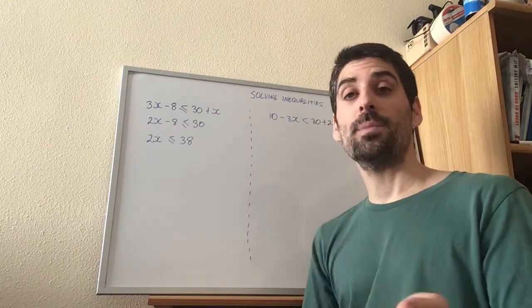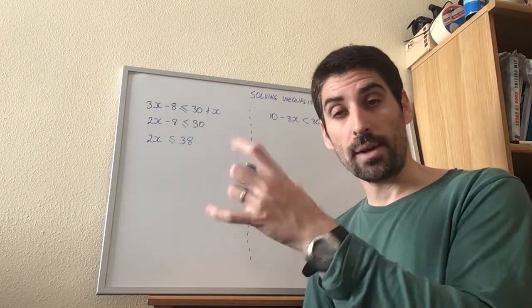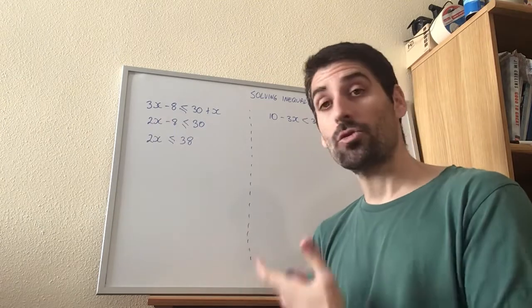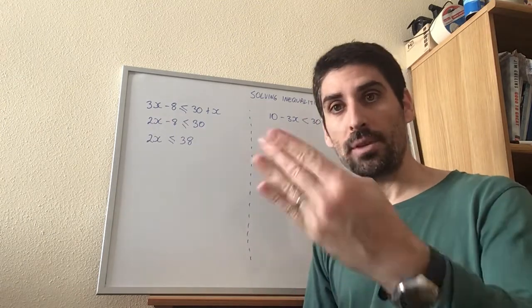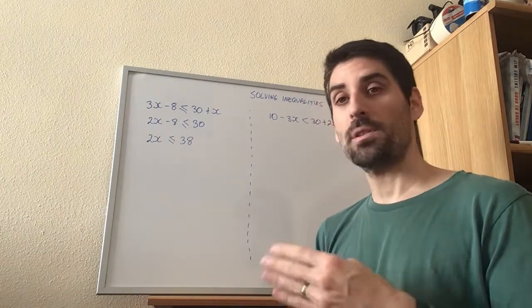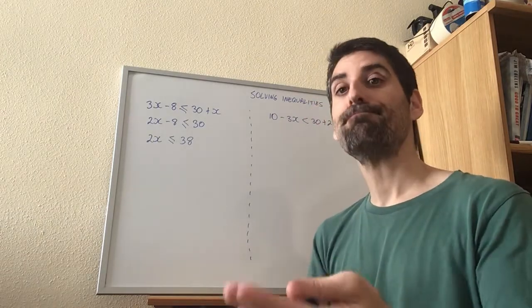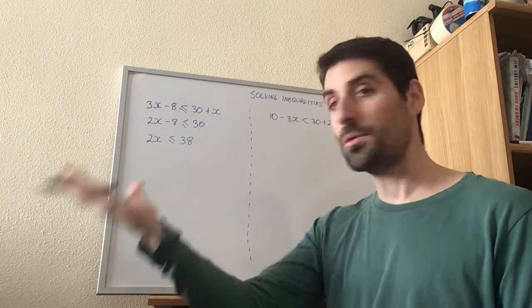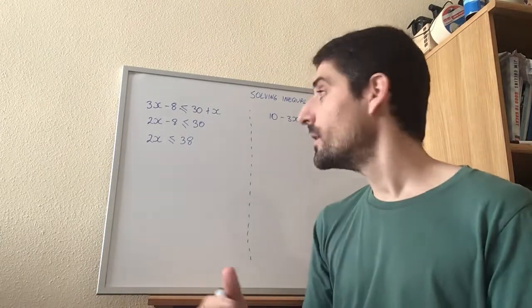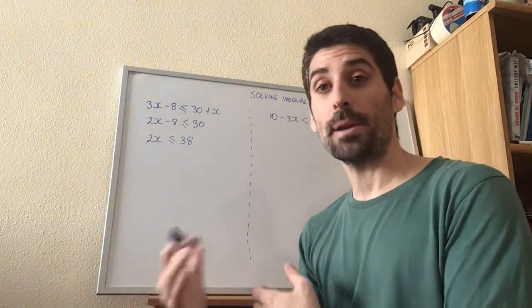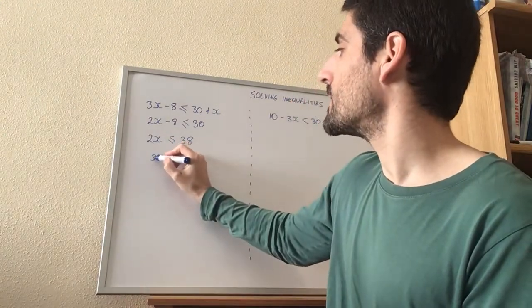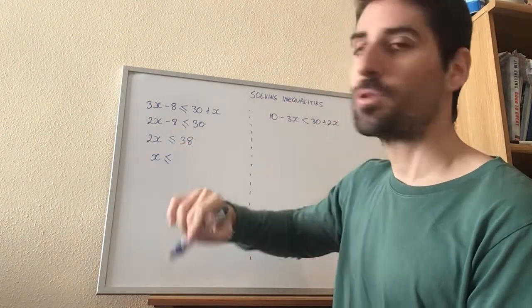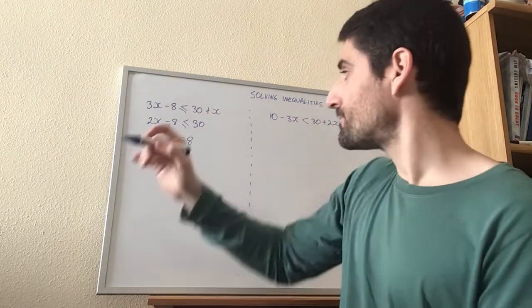Remember, my answer has to be x, not 2x, but x. So I need to get rid of that 2. What does 2x mean? It means 2 times x. So what's the opposite of multiplying by 2? It is dividing by 2, and whatever we do to one side, we have to do to the other. So I am going to divide both sides by 2. 2x divided by 2 is x, less than or equal to 38 divided by 2.